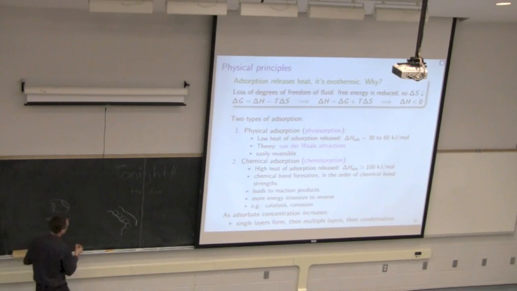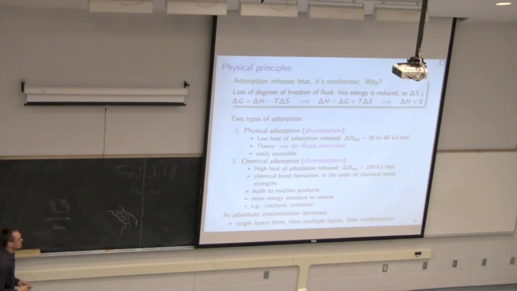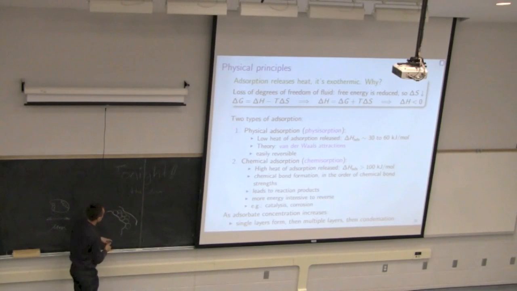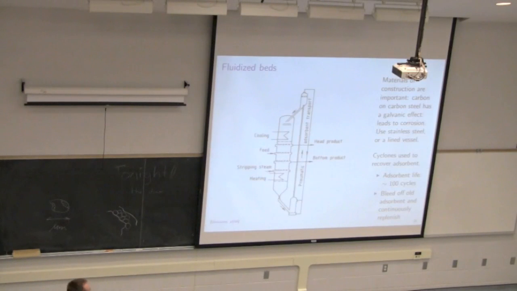So we could have potentially another layer forming with moderate attraction to that surface. And then this material could actually condense into a liquid phase onto that surface. But typically our models will concern ourselves just with single layer formation. We'll try and derive the kinetics of this and the equilibrium constants for this. So that's where we're going.